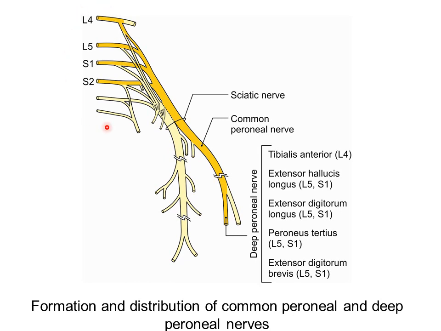This is the diagram showing the formation of the common peroneal nerve. The dorsal divisions of the ventral primary rami of L4, L5, S1, S2 form the common peroneal nerve, which divides into the superficial and the deep peroneal nerve. The deep peroneal nerve supplies the following muscles, which we will discuss in further slides.